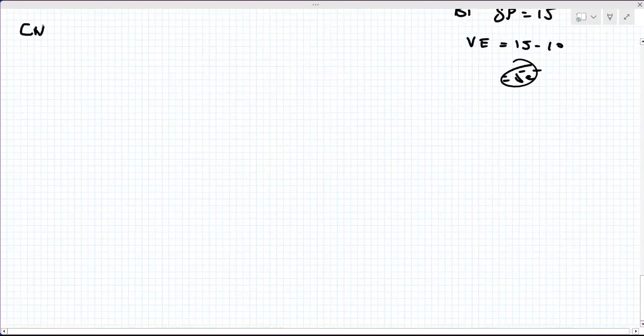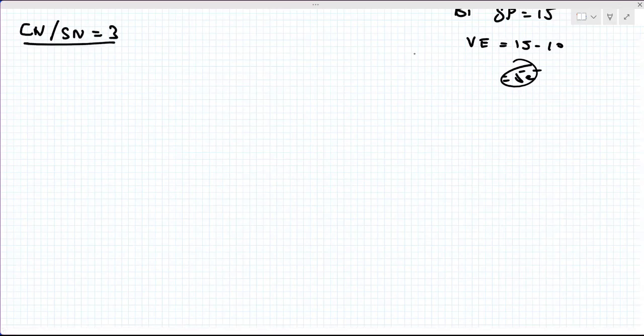Steric number or coordination number 3. In this first case, bond pair is equal to 3 and lone pair is equal to 0. Example, BF3. Now, which is the central atom?